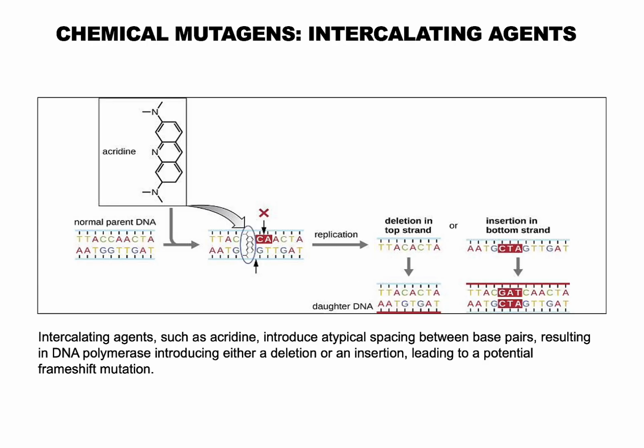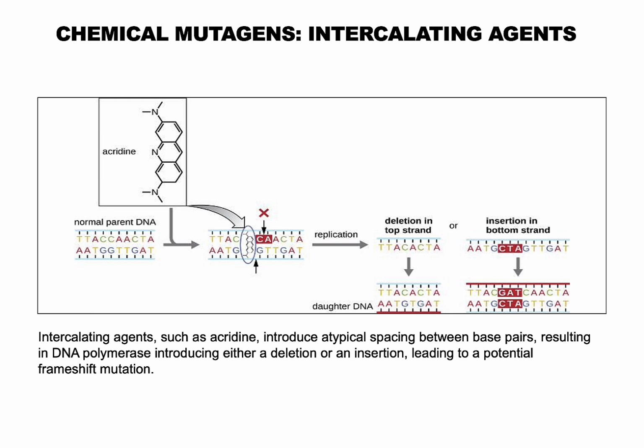Chemical mutagens known as intercalating agents function in a unique manner. These molecules slide between the stacked nitrogenous bases of the DNA double helix, distorting the structure and creating atypical spacing between nucleotide base pairs. As a result, during DNA replication, DNA polymerase may either skip replicating several nucleotides, leading to a deletion, or insert extra nucleotides, resulting in an insertion. Either outcome can cause a frameshift mutation.